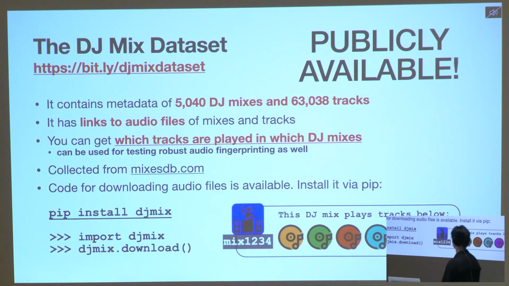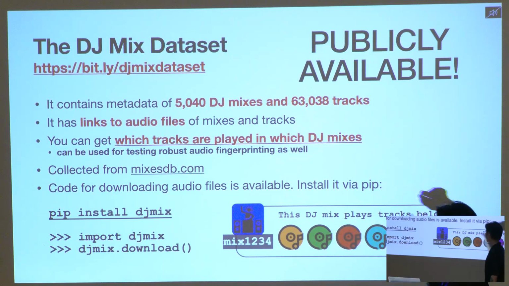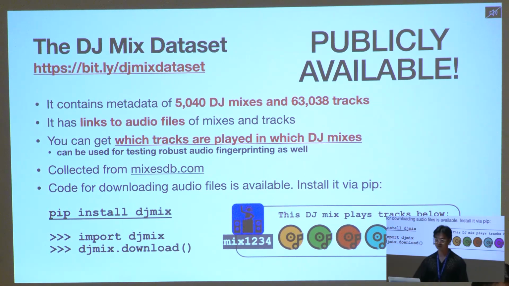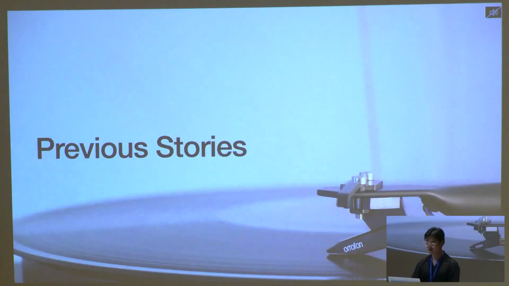For example, in mix 1, 2, 3, 4, they played these kinds of tracks, and they have links to audio. And you can install it via pip: pip install dj mix. Pretty cool, right? If you import djmix and call the download function, it will download audio files.